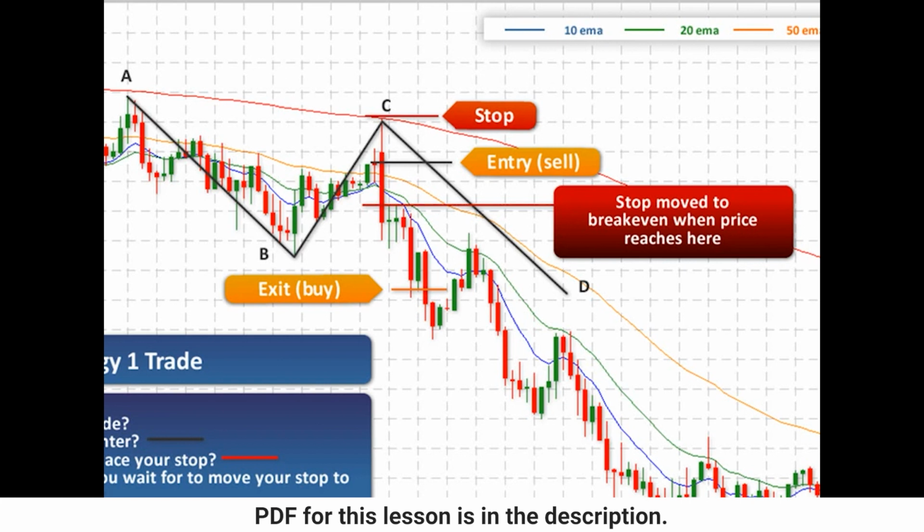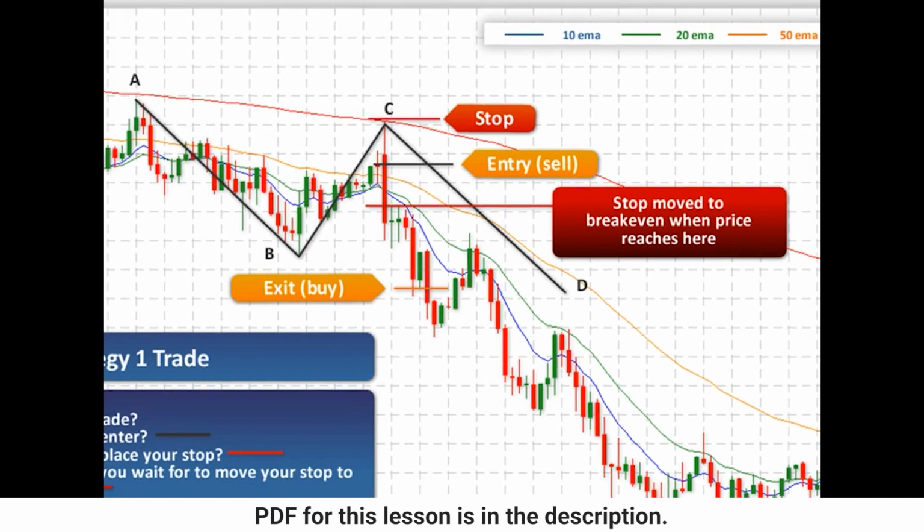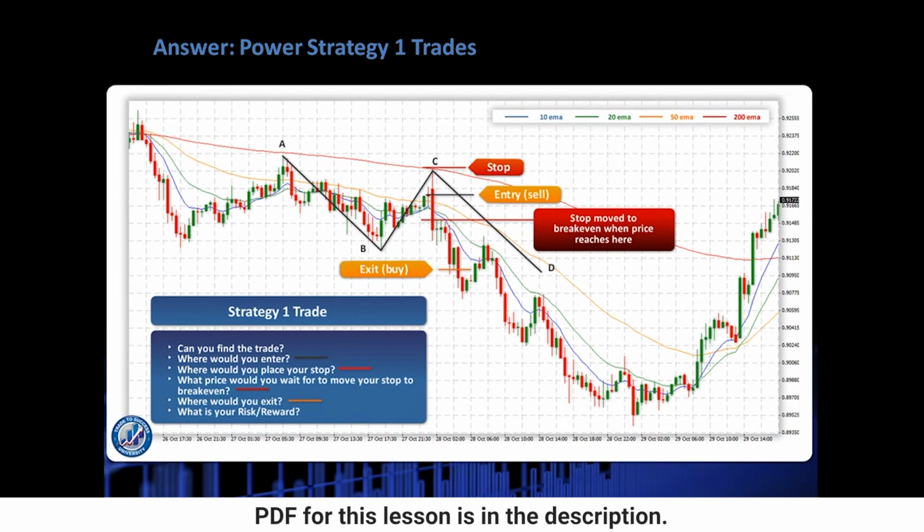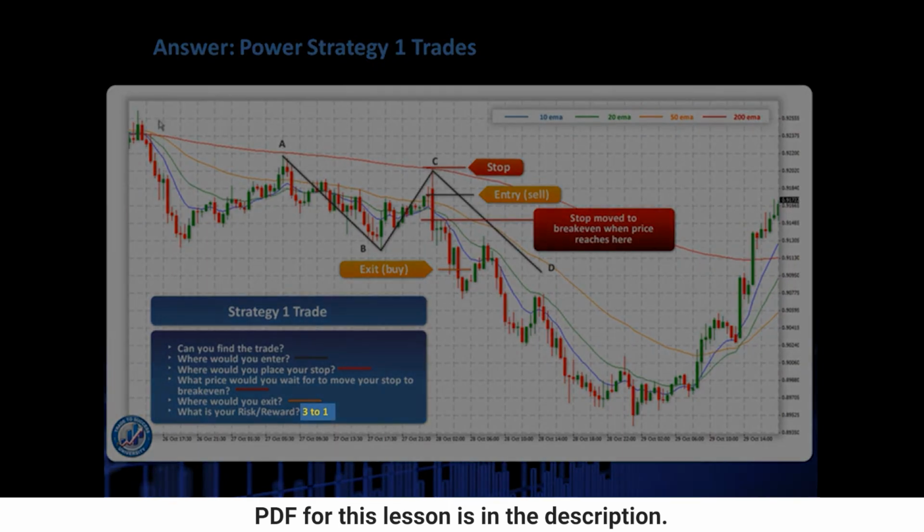So if we've got 75% and 25%, we can work out the risk reward, and this is going to be the same for all Strategy 1 trades, because we're always going to be entering at the 25% mark and exiting at the D point. The risk reward is 3 to 1.